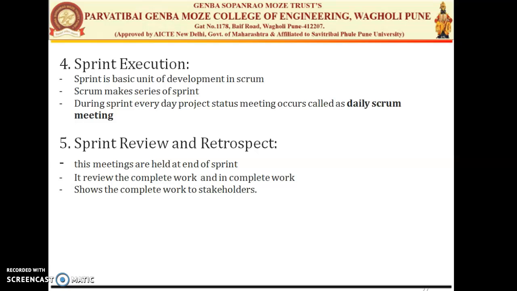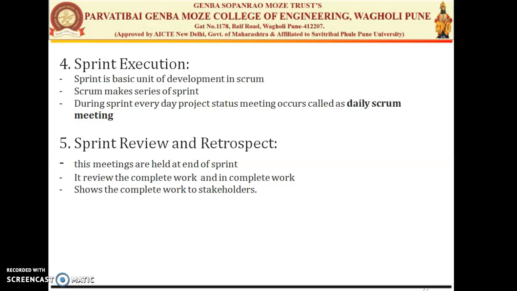Some pending work is shown, some pending work is discussed, and it is moved forward to the next iteration. So whatever pending work in the current sprint is not completed, if there is some error and we cannot deliver the work, then it is moved to the next iteration.